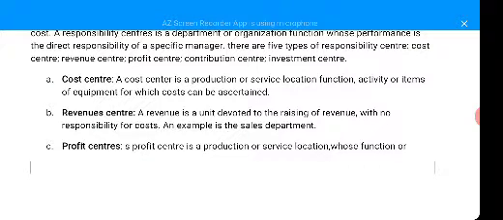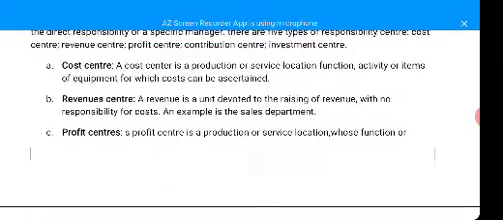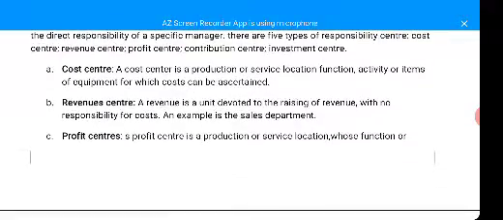So a cost center is a production or service location in which their major activity is to incur costs. In a cost center, what we always see is that they only incur costs, just like the accounting department. What they incur is cost of stationery, cost of this, cost of that. You're not bringing in profit, revenue or sales. So we say such a center is an example of a cost center.